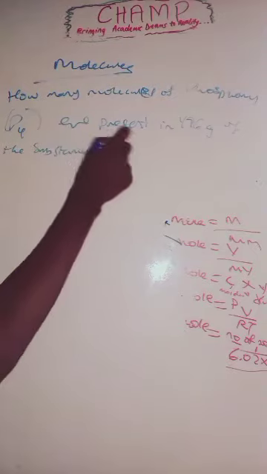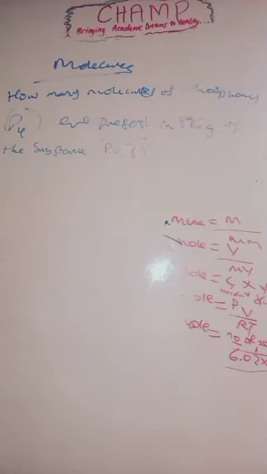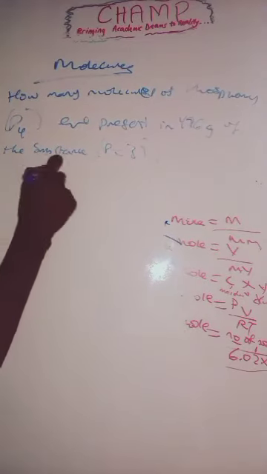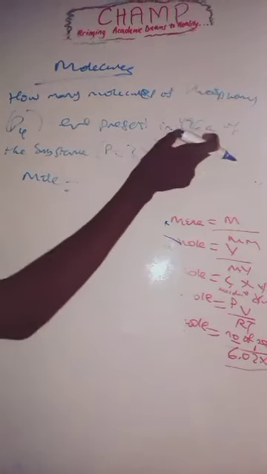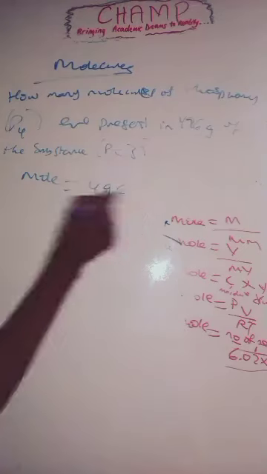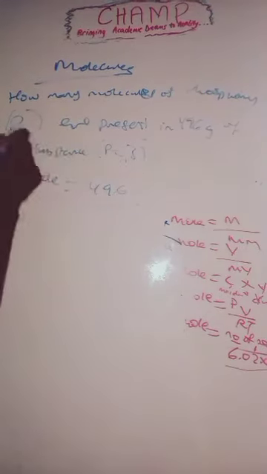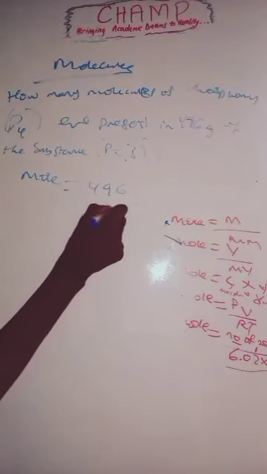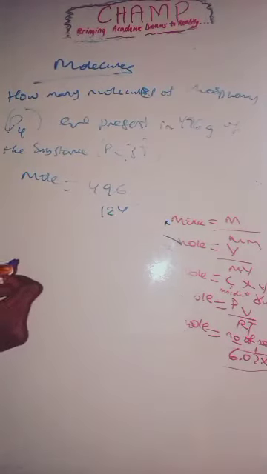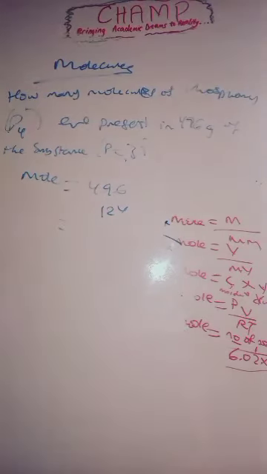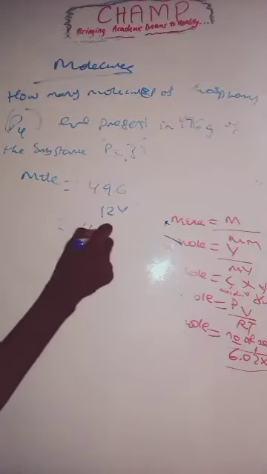We have your P to be what? 31. Yes, let's go now. What's the first thing? You get your mole. Mole is mass over molar mass. What is this? 496 over, what's the molar mass? P4. P is what? 31. 31 times 4. That's what? 124. Yes. That's 124. So 496 over 124. That will give you what? That will give you 4 mole.